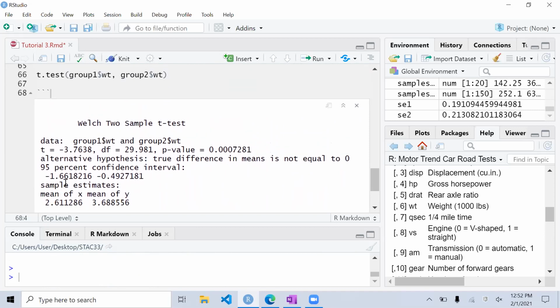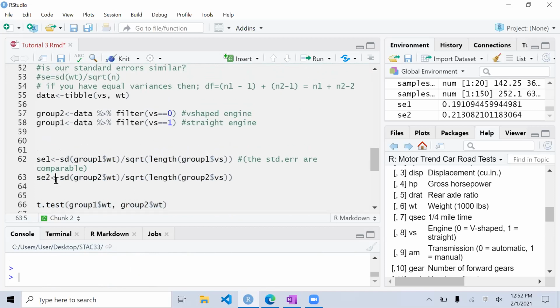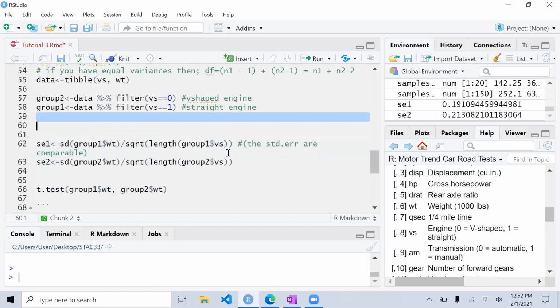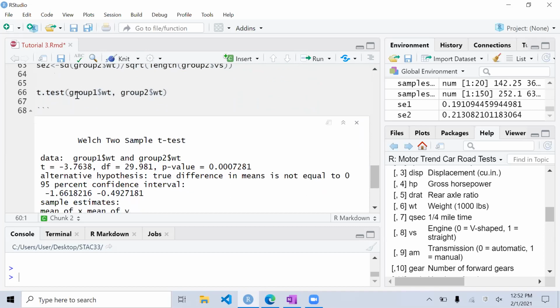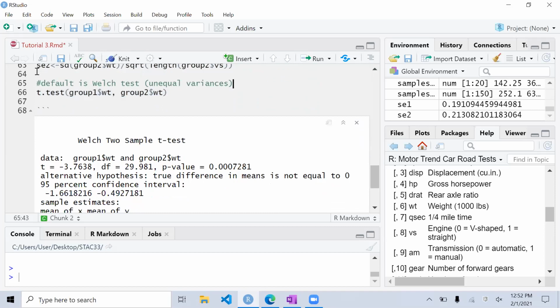So if you don't specify var.equal equals TRUE, it will assume that you're doing a two-sided test with unequal means. Let's make a note here that the default is the Welch test. So this is unequal variances. If you don't specify, it will assume that, because that's the safest bet. The safest bet is to assume you don't have equal variances.